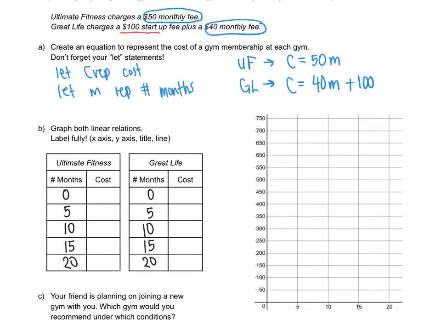And now let's start with Ultimate Fitness. Ultimate Fitness is just $50 per month. So for 0 months, $0. For 5 months, well, 50 times 5 is 250. For 10 months, 10 times 50, 500. For 15 months, 15 times 50 is 750. And for 20 months, 20 times 50 is 1,000.